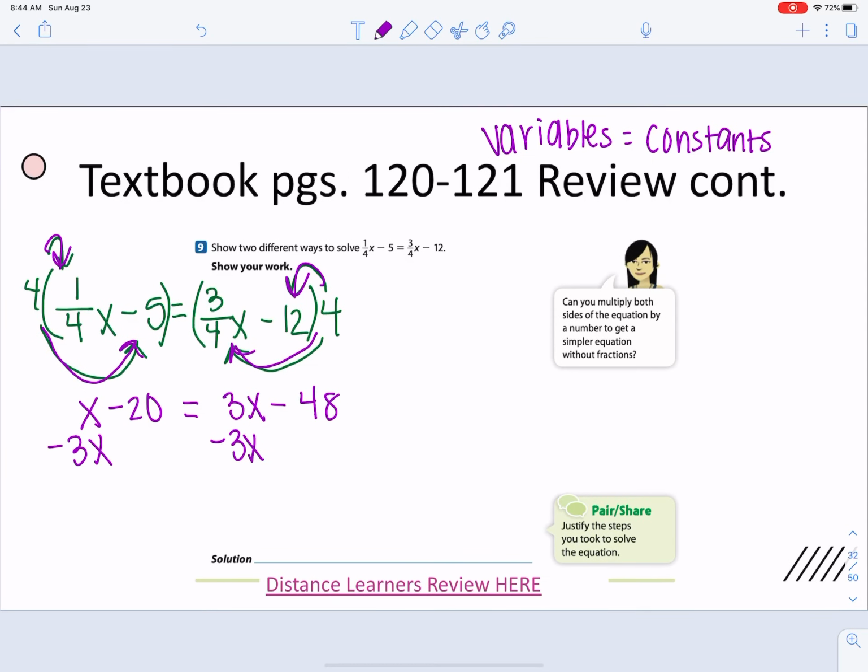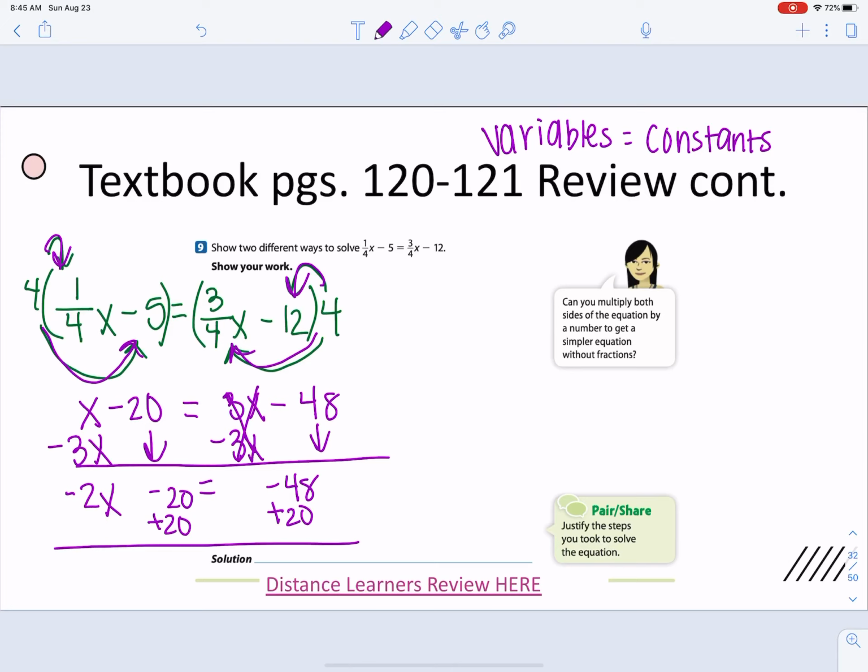And I have the habit of moving all of my variables to the left, so I just stick with it so I know I don't make as many mistakes. I'll drop down what I've not touched. And then x minus 3x is negative 2x. Move all of my constants to the right. Negative 2x is going to be equivalent to negative 28.